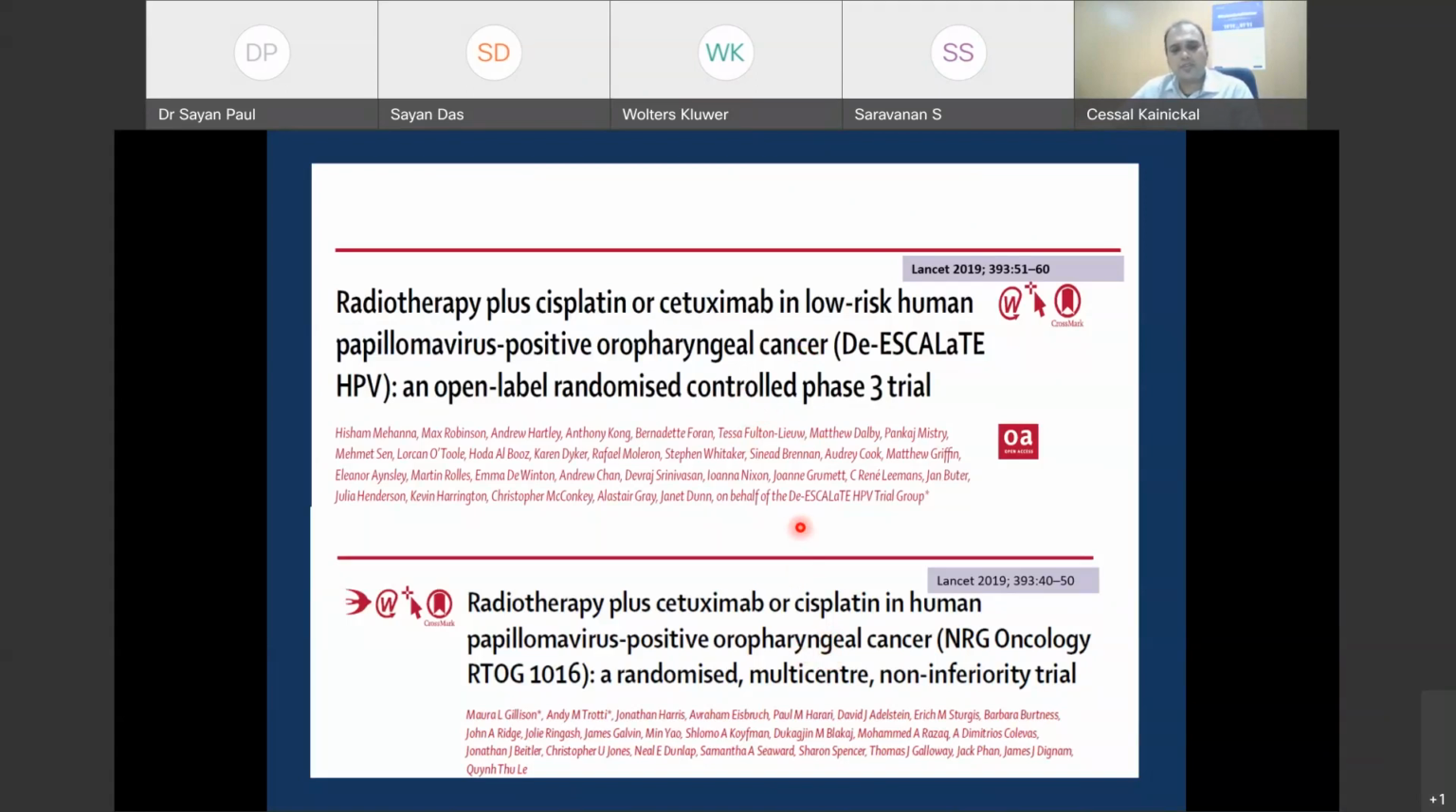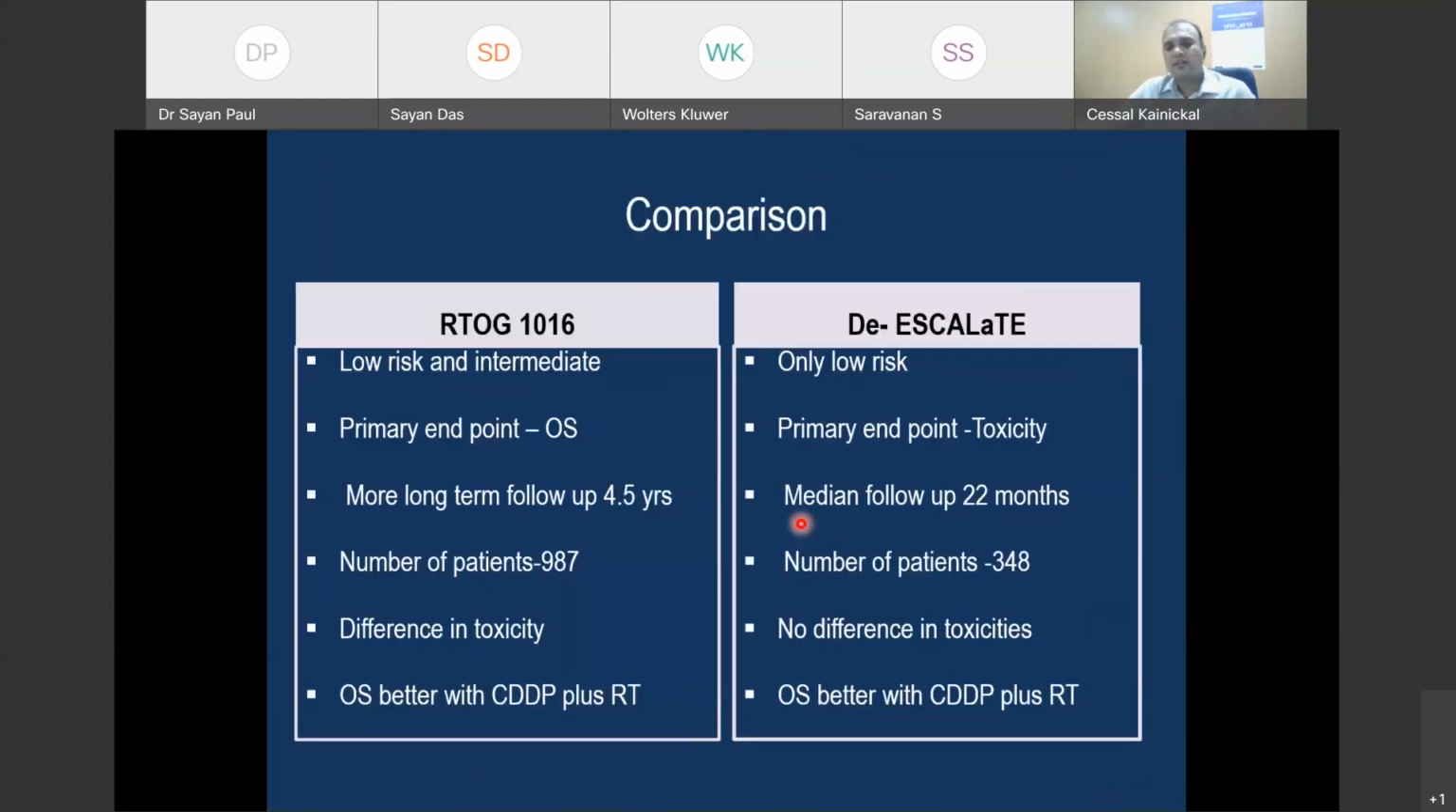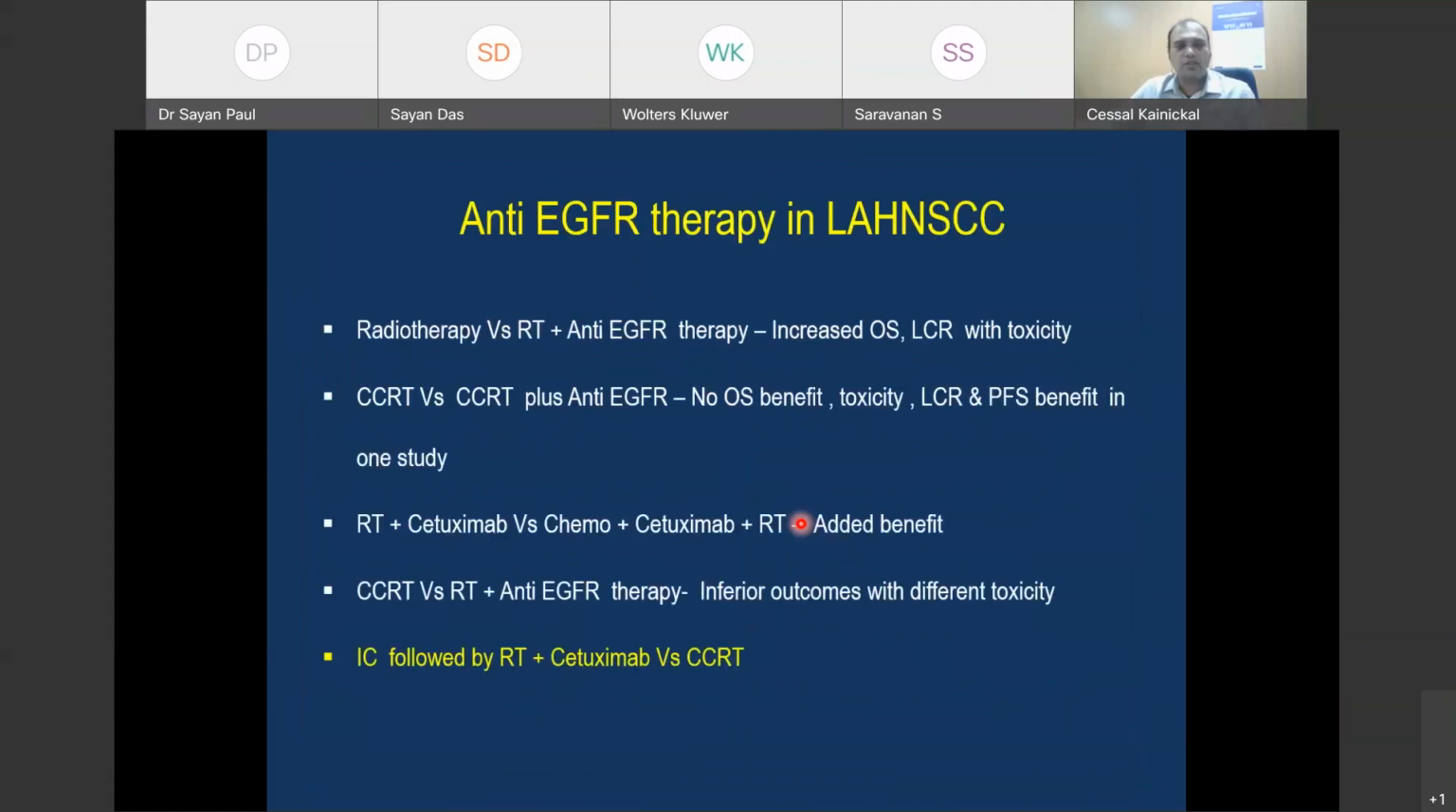When we look into the results, they concluded that we cannot replace cisplatin with a monoclonal antibody. Overall survival and local control were better in patients who received cisplatin plus radiotherapy compared to cetuximab plus radiation. So we are not in a position to de-intensify in HPV positive carcinoma oropharynx. That was the conclusion. Now coming to the last part, that is, can we use induction chemo?